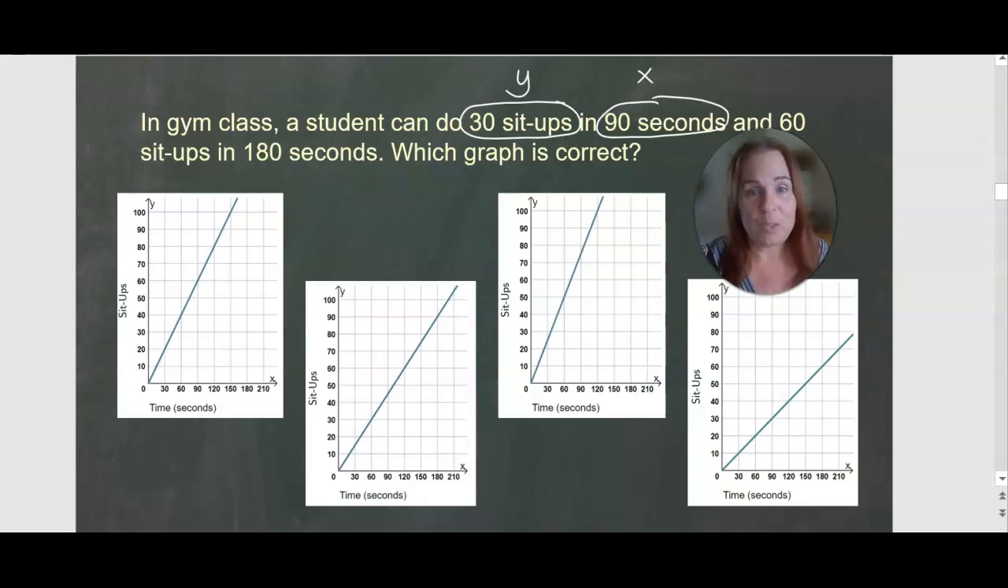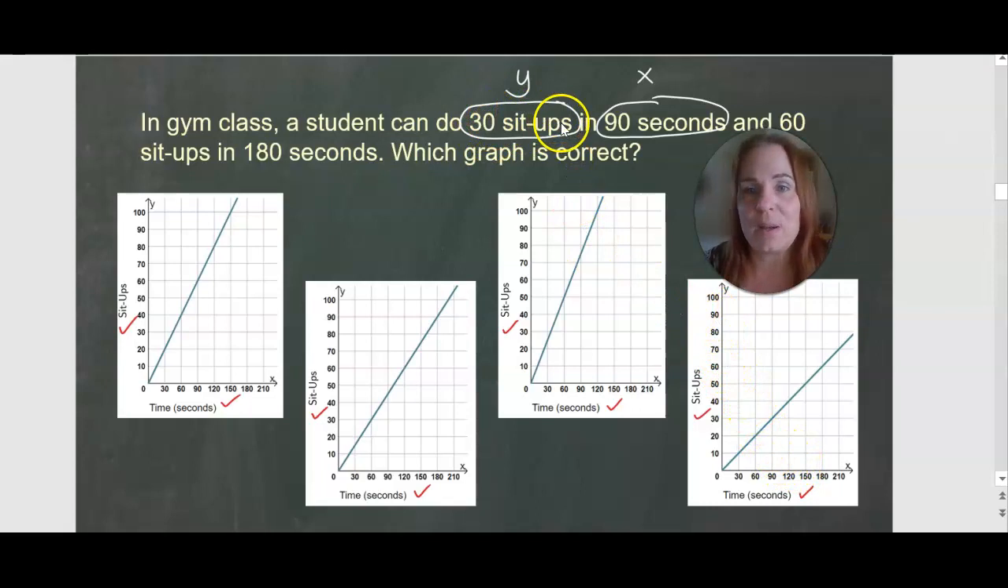So we should look for a graph that has sit-ups graphed on the y-axis and time graphed on the x. And all of these are labeled correctly, right? Sit-ups on the y, time on the x. Sit-ups, time. Sit-ups, time. So the labels are all correct. Now let's see if the points are graphed correctly.